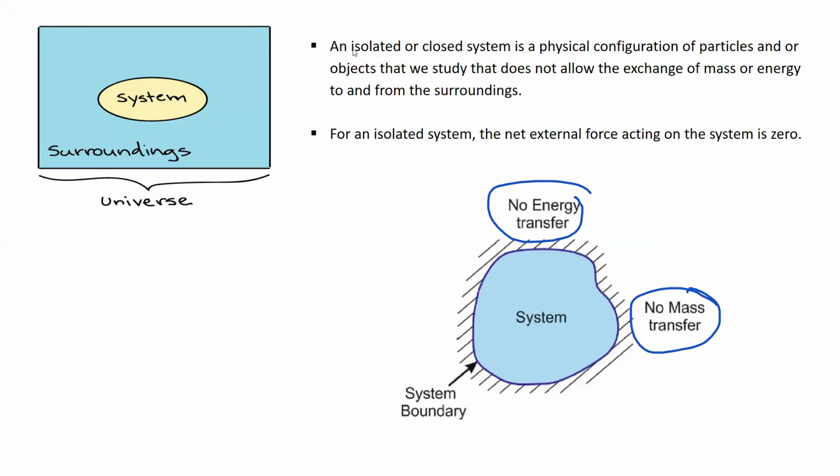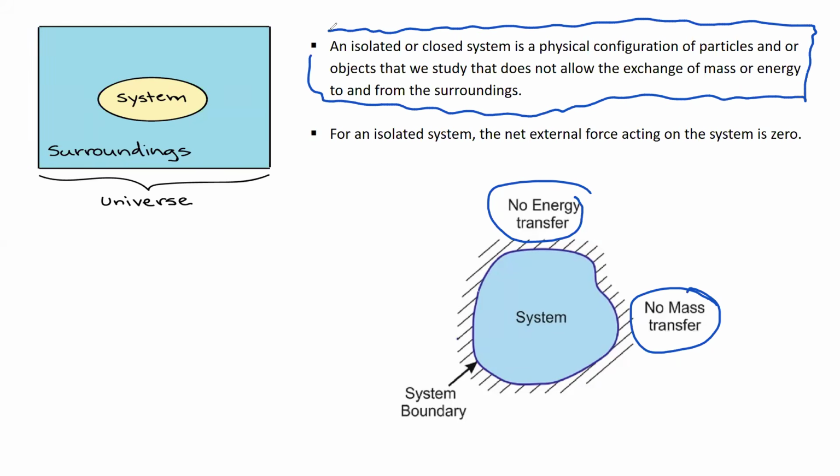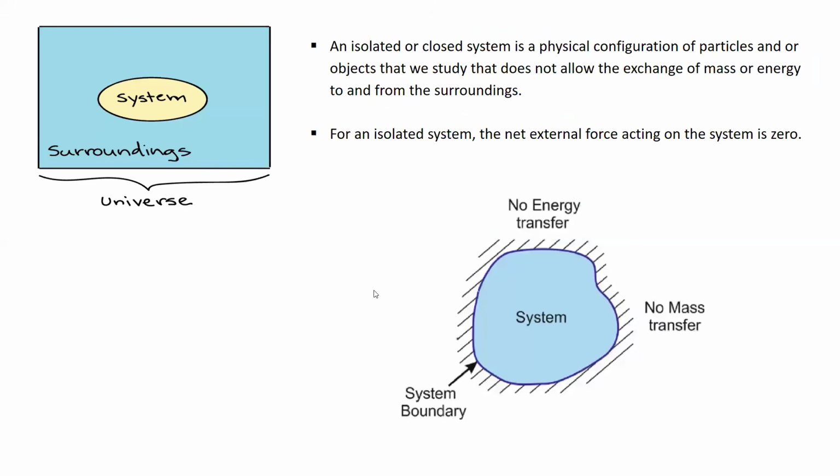Hence, our definition here says an isolated or closed system is a physical configuration of particles and or objects that we study that does not allow the exchange of mass, no, or energy, no, to and from the surroundings. Isolated system. That's very important that you pull through on that. Now, why do we need to learn about isolated systems?